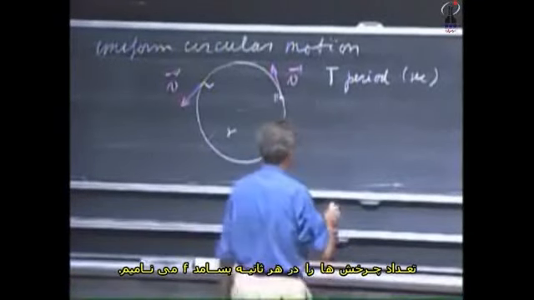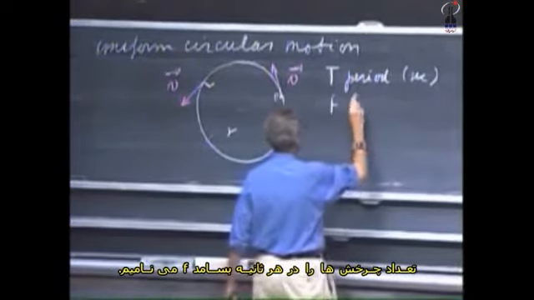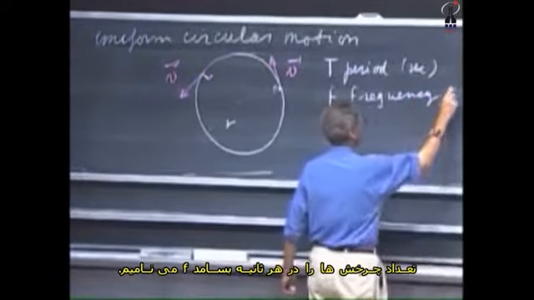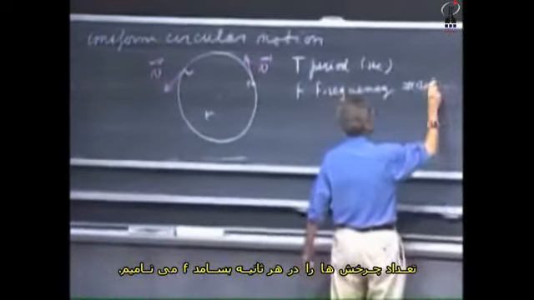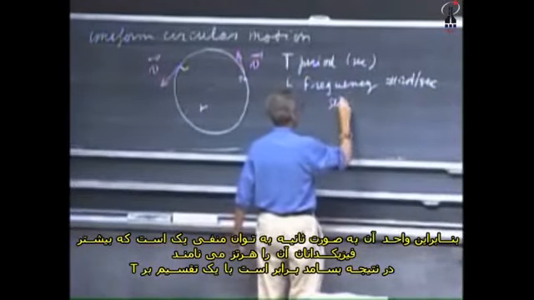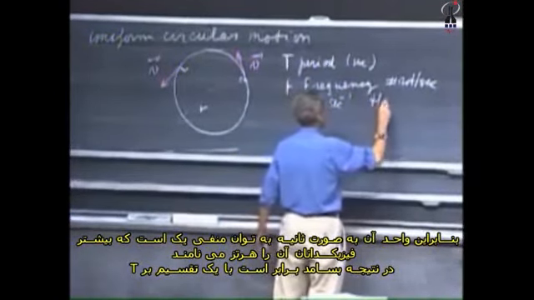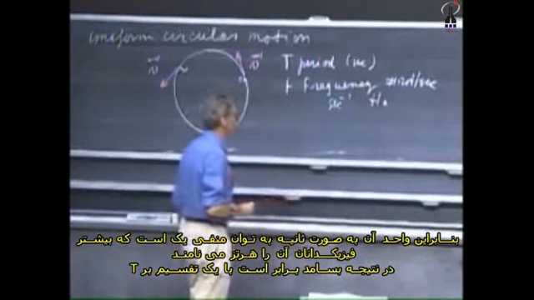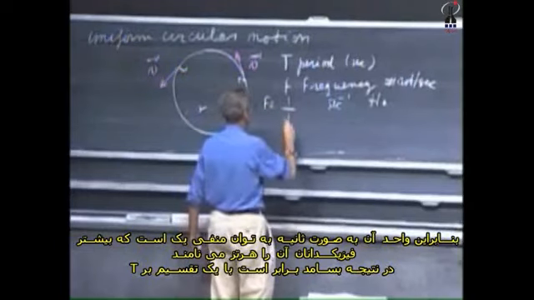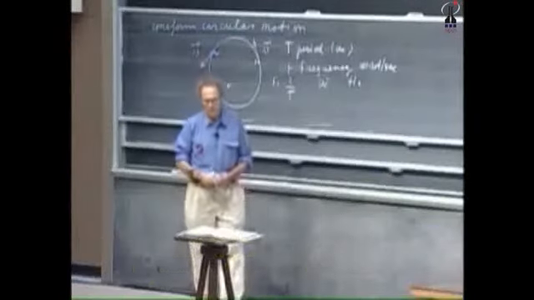We introduce the frequency f, which is the number of rotations per second. And so the units are either second to the minus 1, or, as most physicists would call it, hertz. And so frequency is 1 divided by T.